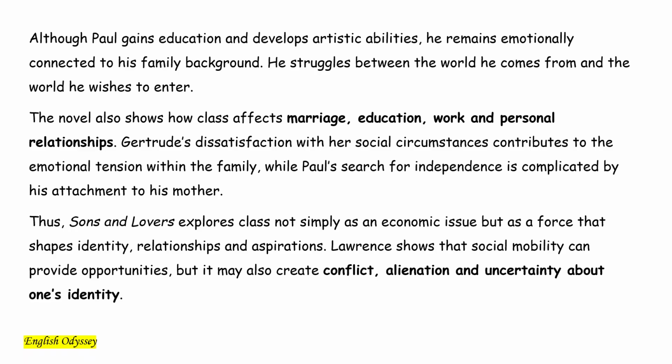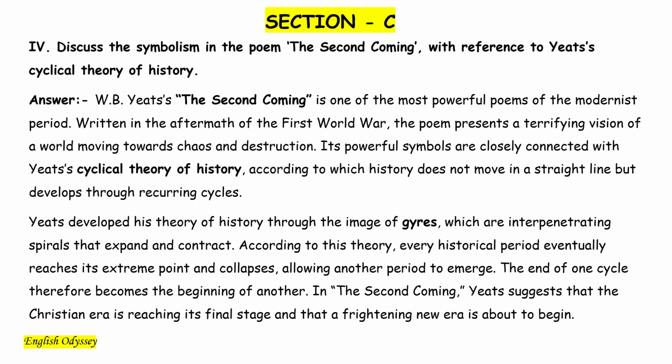And with this, we have completed Section B, both the short notes and the short essays. Now let's move on to Section C. The question asks us to discuss the symbolism in W.B. Yeats' The Second Coming with reference to his cyclical theory of history.